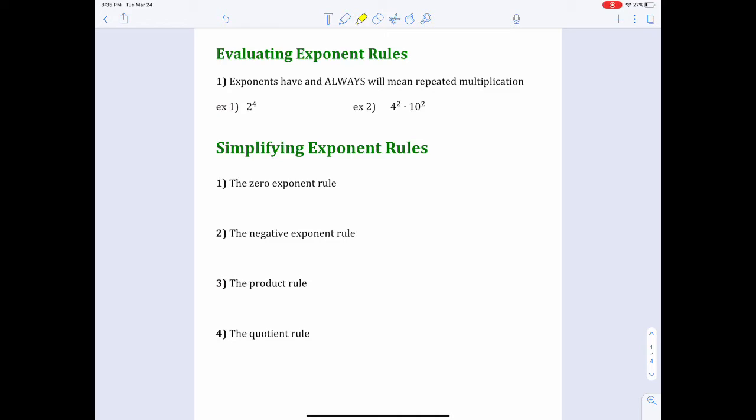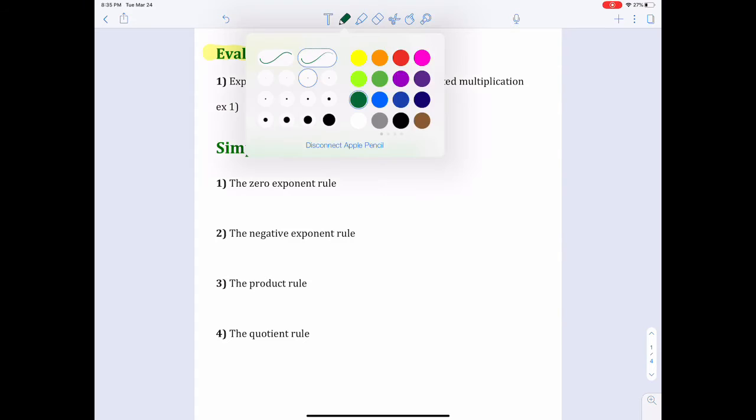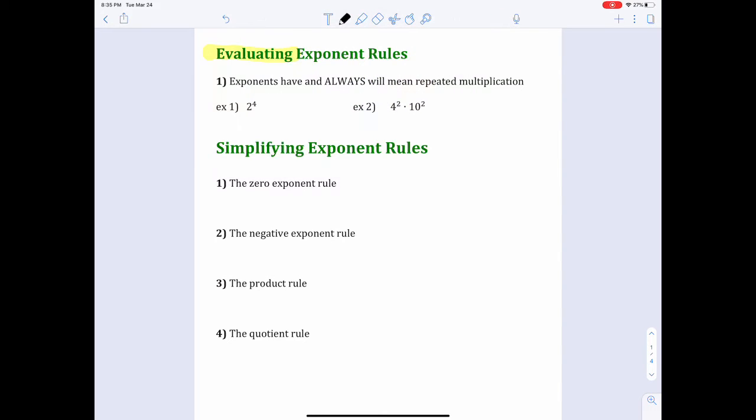There's two big things that you have to do in this unit. The first is evaluate exponents. If you evaluate, that means you find the number answer. That's like what your calculator does. So let's look at how we evaluate exponents.